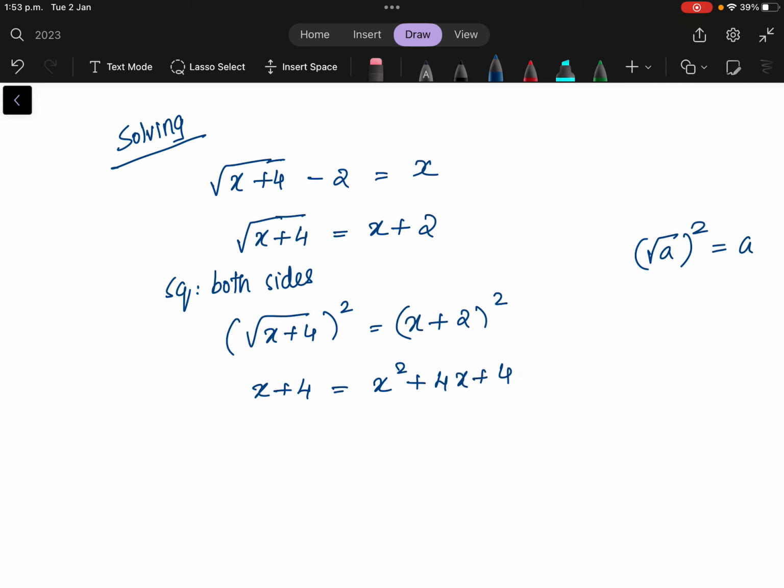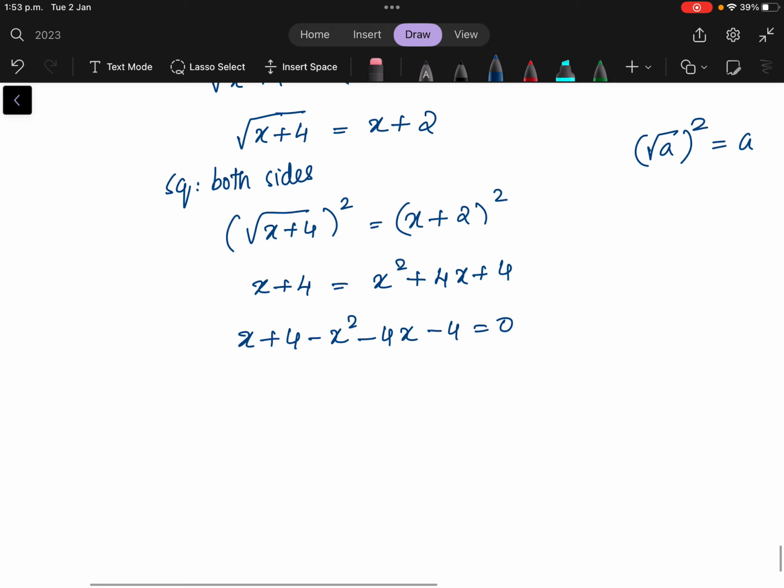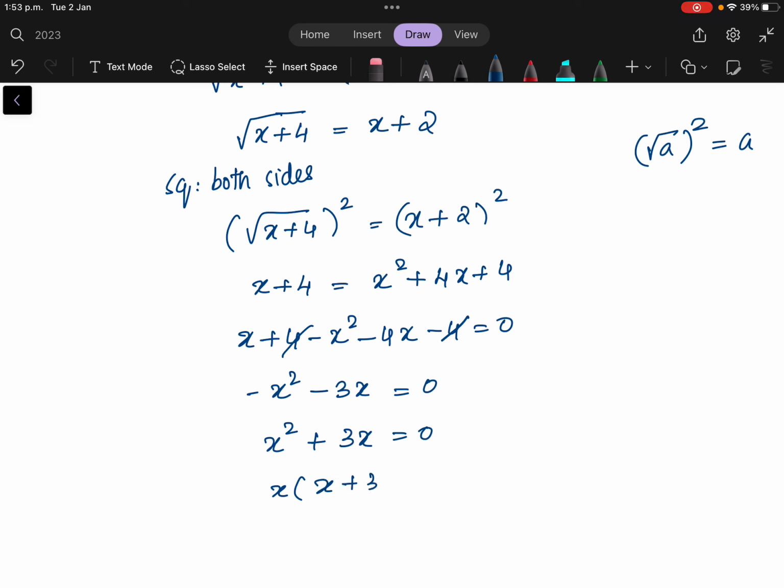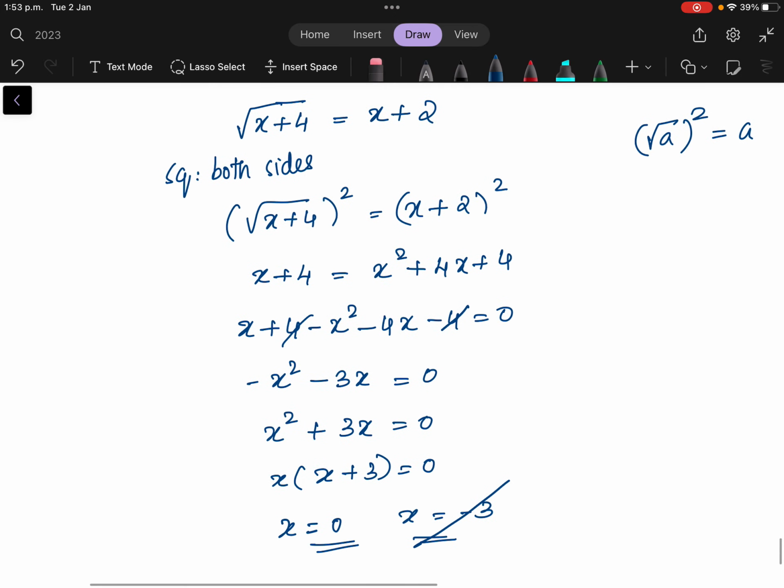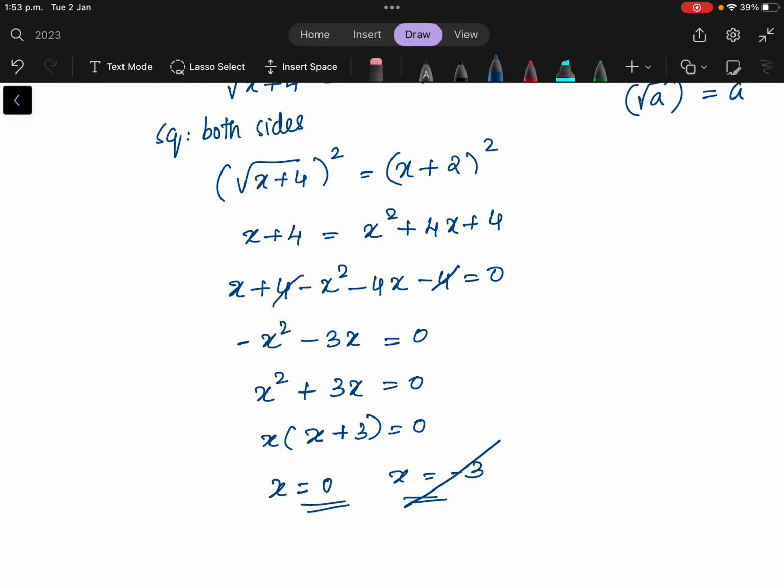And then I bring everything to the left side, and I will get x plus 4 minus x square minus 4x minus 4 is equal to 0, or minus x square minus 3x, the 4 will be gone, is equal to 0. Or I can multiply it by minus 1, which is x square plus 3x is equal to 0, or x into x plus 3 is equal to 0, so x is equal to 0 or x is equal to minus 3. This is how we find the value. And x equal to minus 3 is not a solution because this is root involved, so x is equal to 0 is the answer.